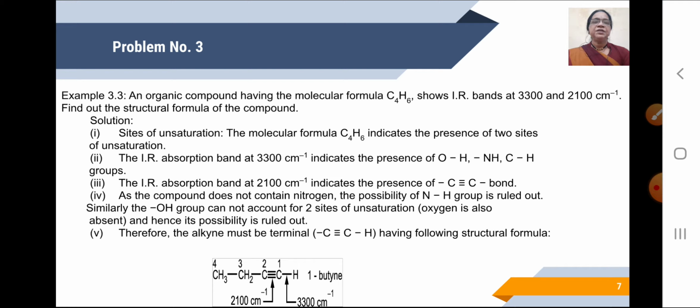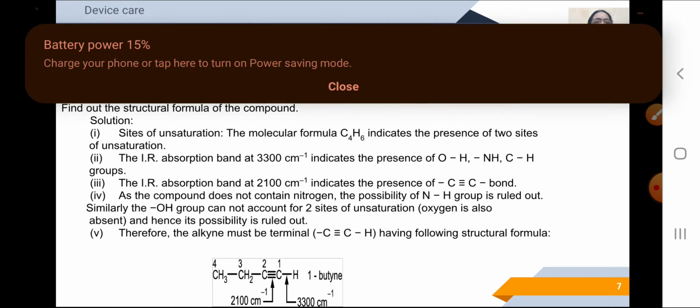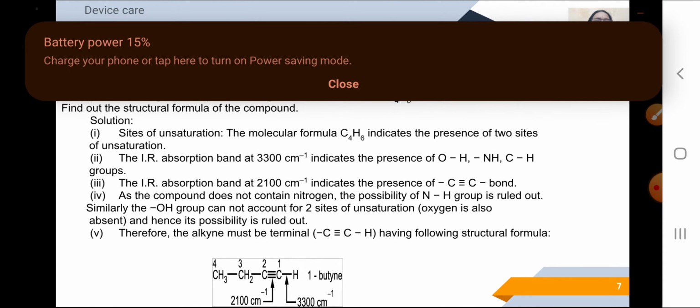The IR absorption band at 3300 per centimeter indicates the presence of OH, NH, or CH groups. The IR absorption band at 2100 per centimeter indicates the triple bond region. This is the triple bond region. Therefore, it may be the presence of C triple bond C. As the compound does not contain nitrogen, the possibility of the NH group is ruled out. Similarly, the OH group cannot account for the two sites of unsaturation. Oxygen is absent, and hence its possibility is ruled out.